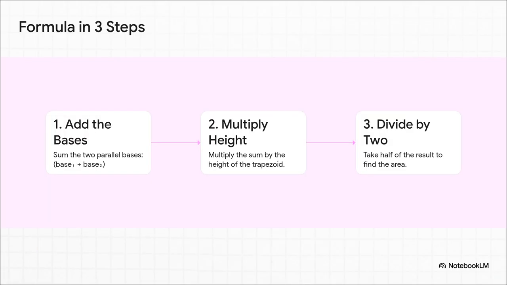And here it is. This is the key to everything. The formula can look a little complicated when you write it all out, but if you break it down, it's actually super simple. It's just 3 steps. Step 1, you add the 2 parallel sides, the bases, together. Step 2, you multiply that number by the height. And then, for the final step, you just divide it by 2. That's it. 3 easy steps.